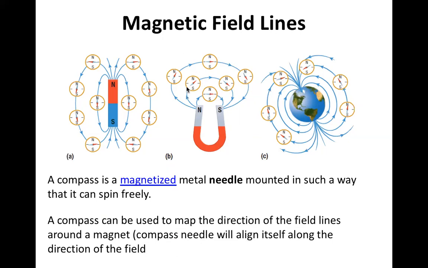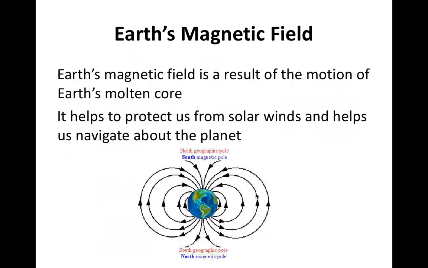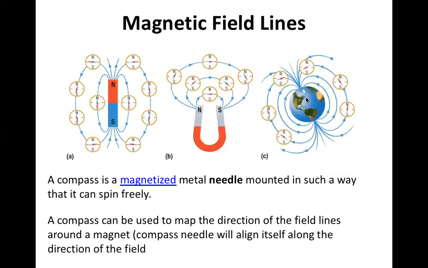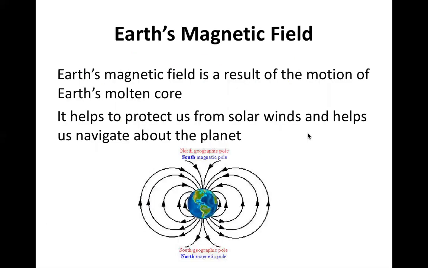So you can also think of the field lines as the direction that the north side of the compass will point. So not only could we draw the gravitational field lines, which are radially in towards the Earth, we could also draw these magnetic field lines around the Earth. Earth's magnetic field is a result of the motion of its molten core, and it helps to protect us from solar winds and helps us navigate about the planet.